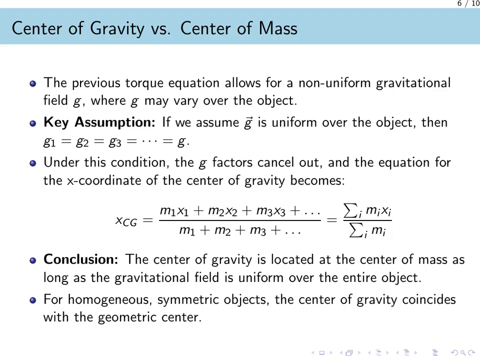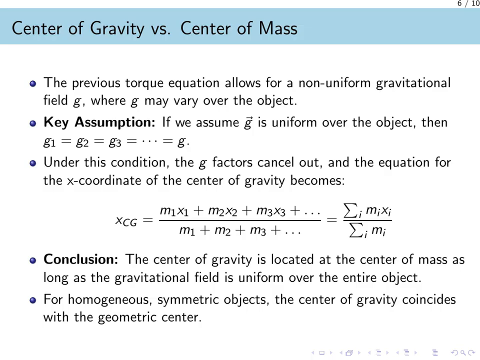This slide explains the crucial connection between the center of gravity and the center of mass. Our general equation for the center of gravity allows for the gravitational field, g, to vary in strength and direction across an object. But for most situations we encounter, we can make a very reasonable assumption that the gravitational field is uniform. This means the value of g is constant everywhere on the object. Under this condition, the g factors in our torque equation are all identical and can be cancelled out.